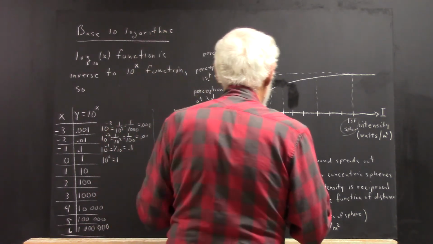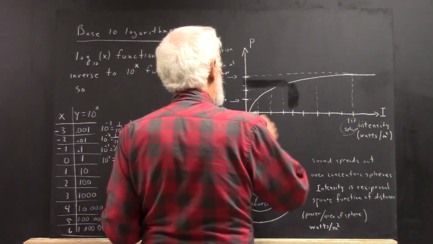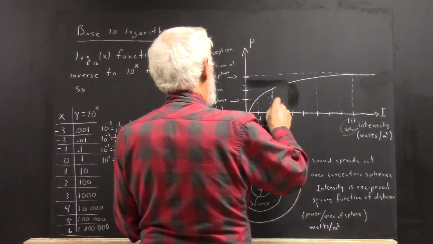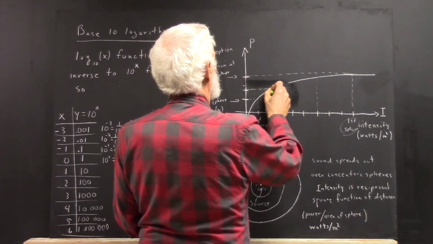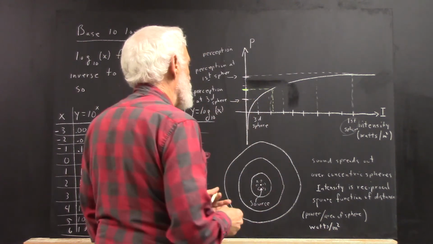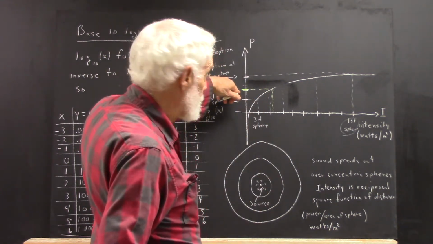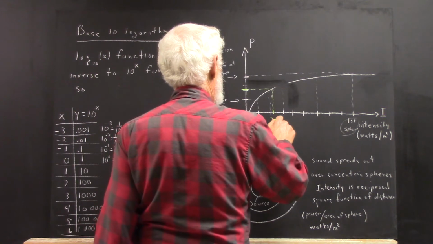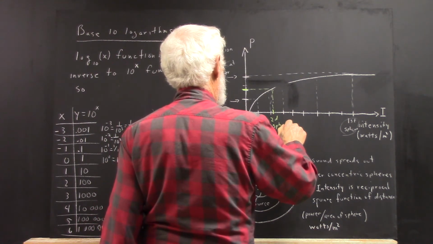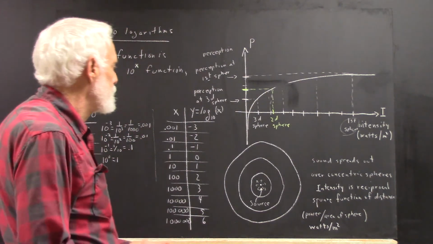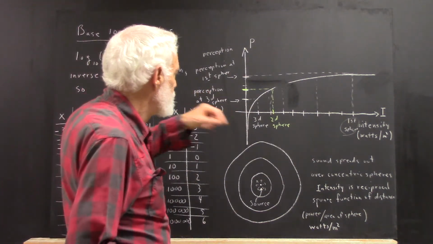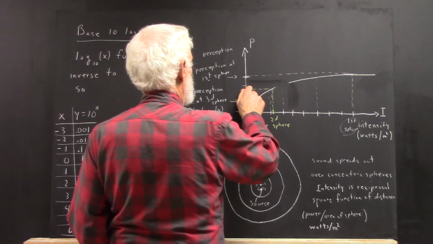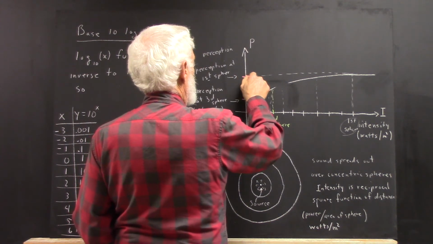So 1/4 is a little more than 2/9. So here's your intensity. Or here's your perception of the intensity at the second sphere. Here's the intensity in the second sphere. Here's perception of intensity. Okay, so we have 3 intensities: third sphere, second sphere, first sphere.